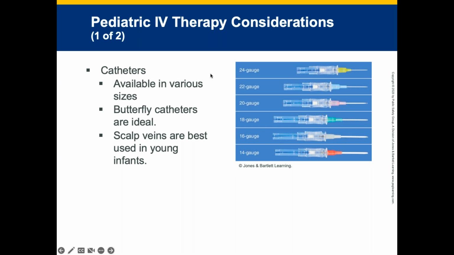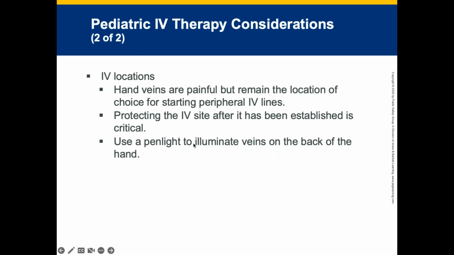It's a yellow top. We have yellow, blue, pink, green, gray, and orange being the 14 gauge. These are all slide catheters as well that you see on the screen. As far as IV locations go, the younger the pediatric patient, the fewer choices you really have for IV sites. Hand veins are painful and difficult to manage, but remain the location of choice for a pre-hospital peripheral IV line. The best ones usually are just before the wrist or the foot for pediatrics.